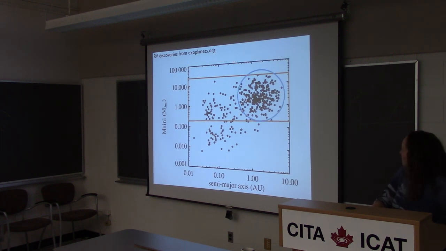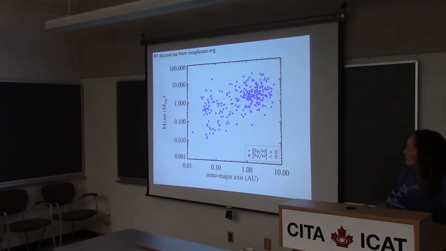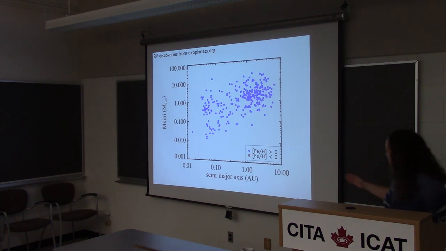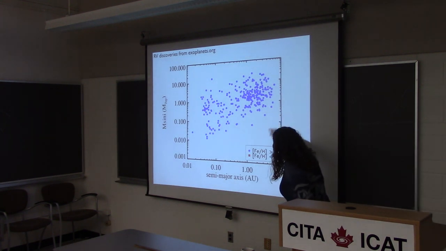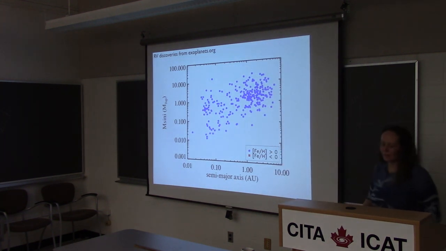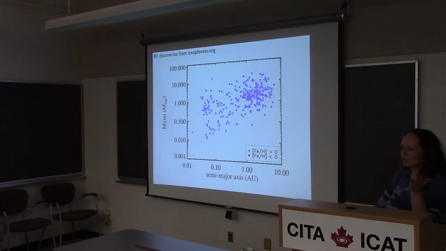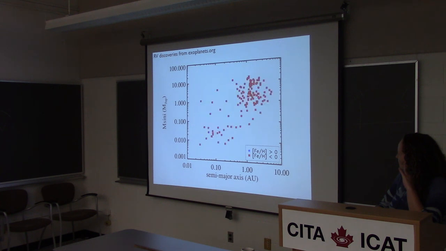But anyway, if you look out beyond 1 AU, you see an uptick in giant planets. And we can make this plot as a function of metallicity. So here blue is, again, high metallicity, and red is low metallicity. And look at the difference. This is really just the same as what I showed you before, but it's another way of looking at it. So here's the high metallicity sample, and here's the low metallicity sample.